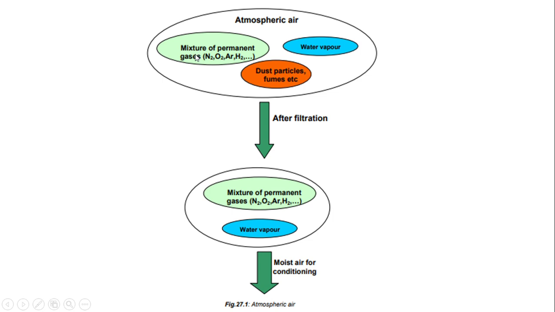In this diagram, you can see the various permanent gases present in the air: nitrogen, oxygen, argon, hydrogen. Some dust particles may be present, plus some water vapor. After filtration, after removing the dust particles, you will be getting the permanent gases plus water vapor. This makes the moist air for conditioning.